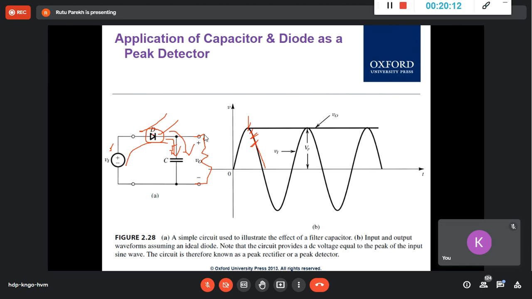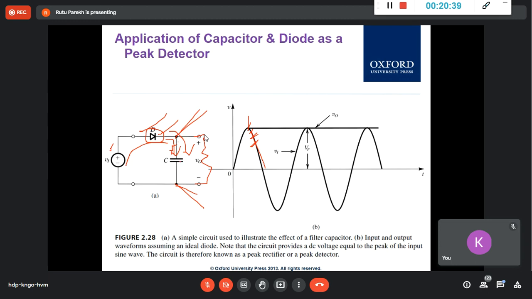Not conducting. No current is flowing, and wherever it is charged, whatever maximum it has charged to, it will remain. It will remain charged because it is not getting any path to discharge. There is no connection here. This is your output. If you measure it, it will remain 5 volt because there is no path for it to discharge.